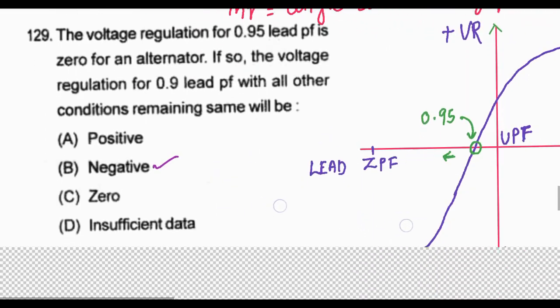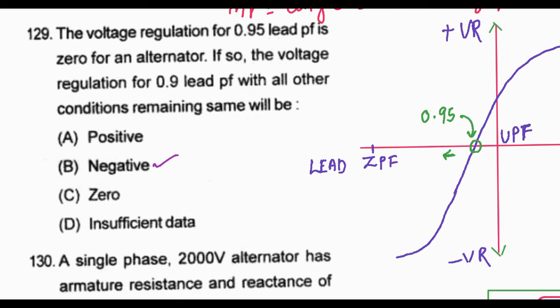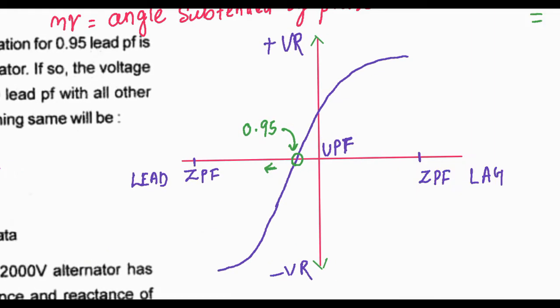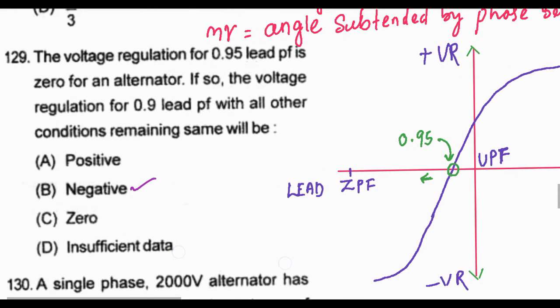Now the next question is, the voltage regulation of 0.95 lead power factor is 0 for an alternator. If so, what is the voltage regulation for 0.9 lead power factor with all other conditions remaining the same? I have already told you that you have to remember this plot for voltage regulation. So what is given? The voltage regulation for 0.95 lead power factor is 0.